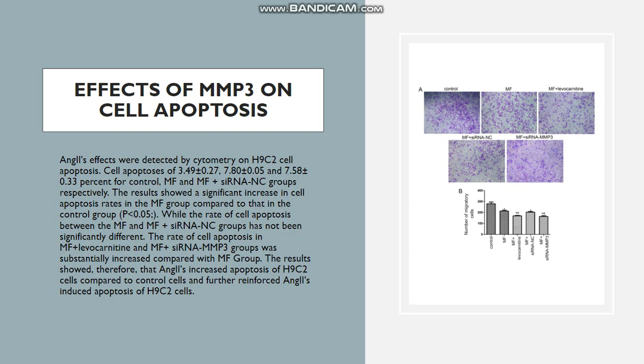While the rate of cell apoptosis between the model and the model plus control groups was not significantly different, the rate of apoptosis in the MMP3 knockdown groups was substantially increased compared with the model group. The results showed therefore that ANG2 increased apoptosis of H9C2 cells compared to control cells and further reinforced ANG2 induced apoptosis of H9C2 cells.